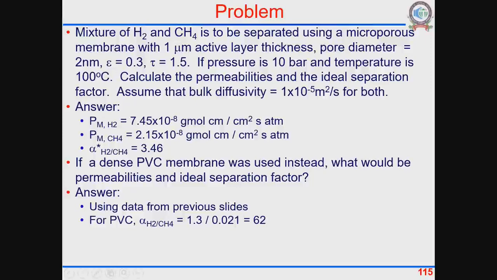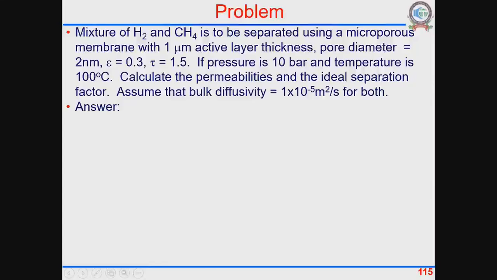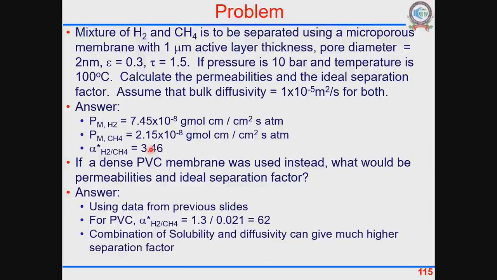for PVC, the ideal separation factor, again, small correction. This is alpha star. It is the ideal separation factor. It is not alpha. It is not the separation factor at any value of any mole fraction. It is the ideal separation factor, which would be 1.3 divided by 0.021, 62.